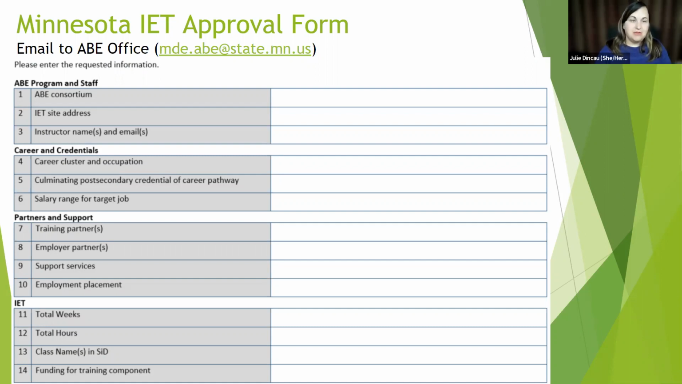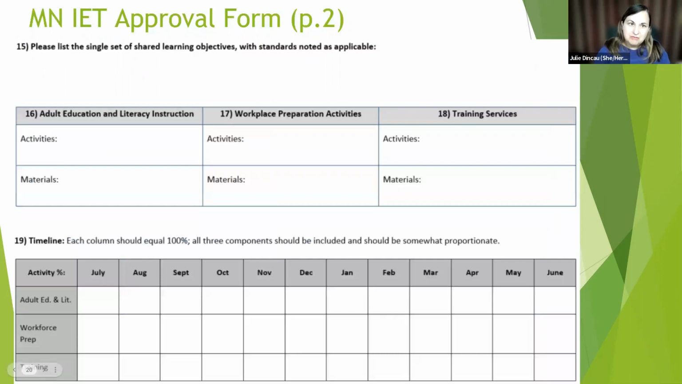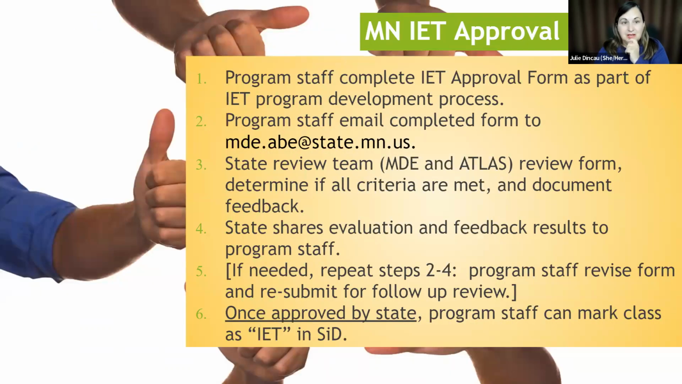The second part of the form on the next slide includes the single set of learning objectives. And it also includes now what is the TABE or CASAS reading score and math score that you're looking at? Like, what range are you looking at to serve in this IET? And then we ask for a timeline, intensity, and other activities. This is a single set of learning objectives. Next slide.